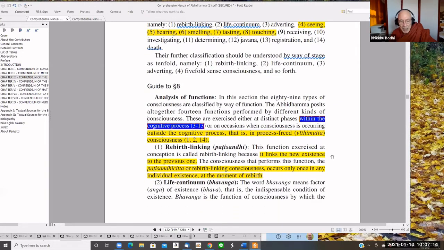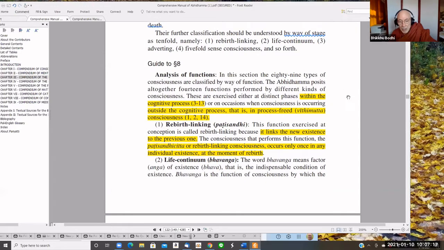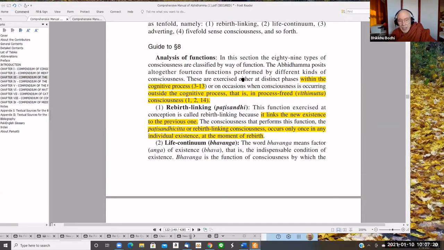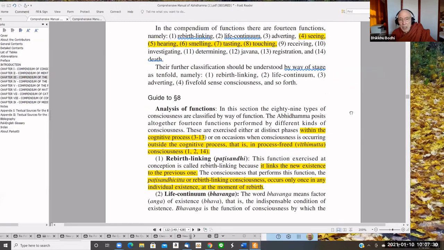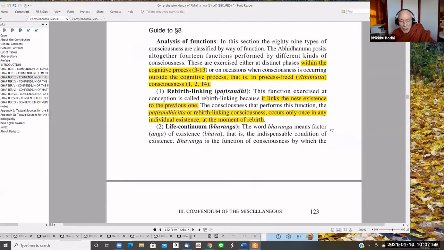Okay, so now let's look through the explanation of the functions. And this was a point that I made at the beginning of yesterday's session, that the cittas occur either within the cognitive process. Those are the functions here from 3 through 13. And then there are three functions that occur outside the cognitive process. That is rebirth linking, the bhavanga, or substratum consciousness, and death. Okay, now we'll look at these functions in greater detail.